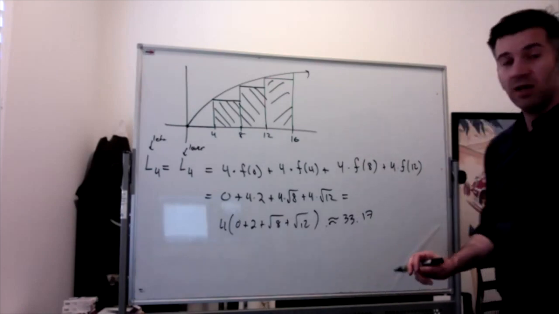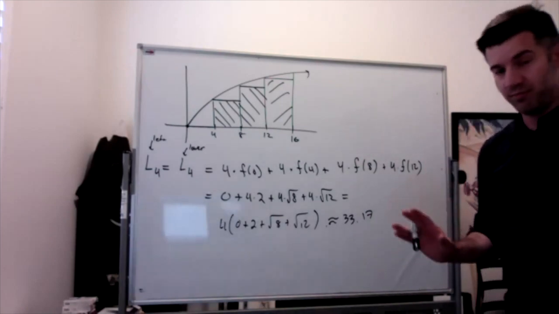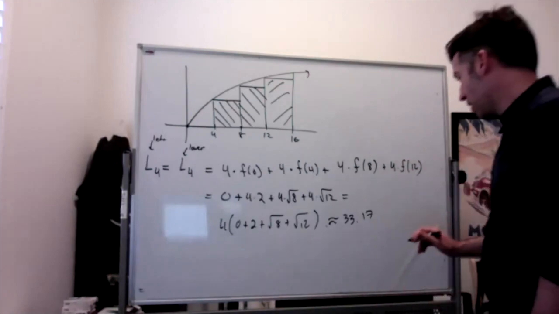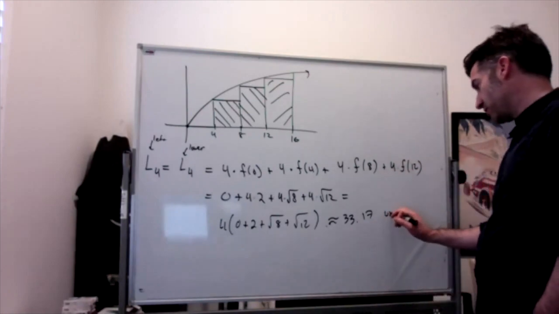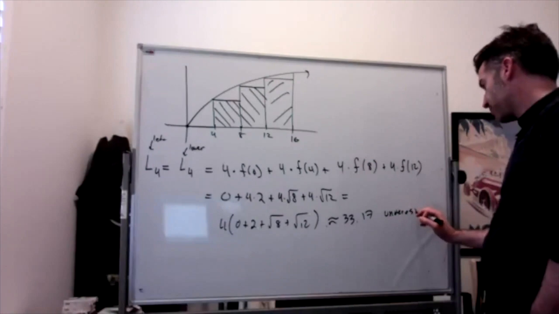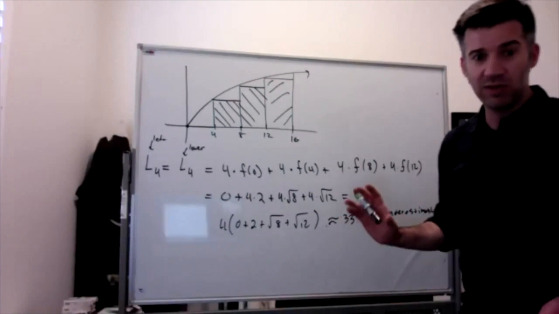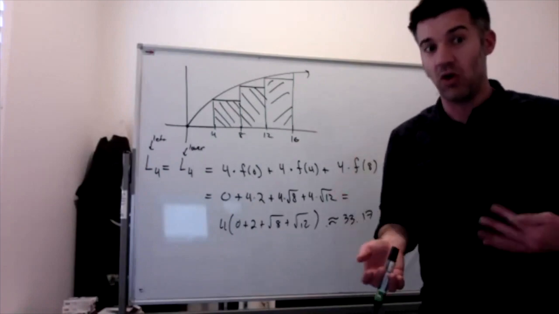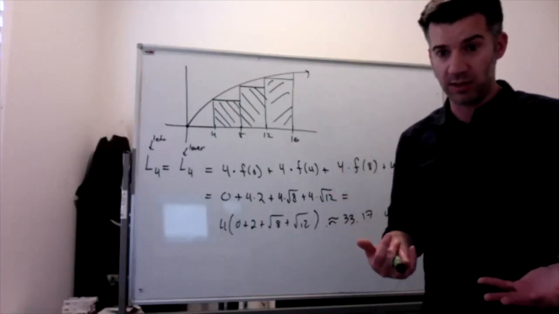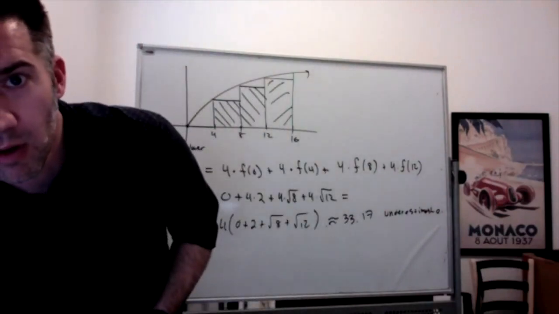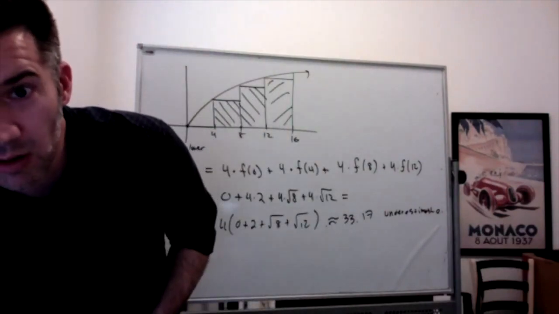This is definitely lower. It's also left. And this is an underestimate. It should be the case that if you're finding the upper sum, it's an overestimate. Finding the lower sum, it's an underestimate. But let me give a little more context here.